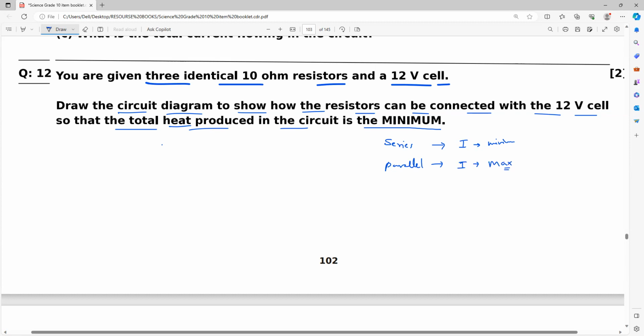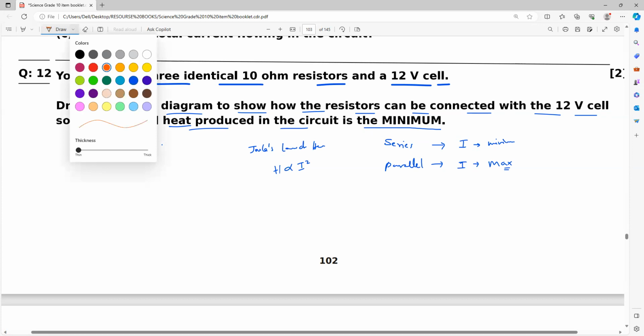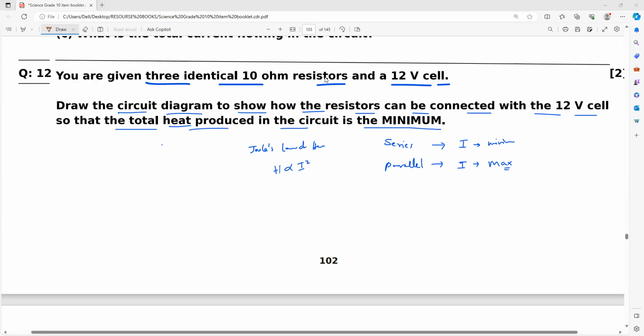So we all know according to Joule's law of heating, H is directly proportional to the square of current. So if they are asking to produce the minimum heat, then minimum heat means wherever we have less current, the heat energy produced will also be less. More current, more heat energy will be produced.